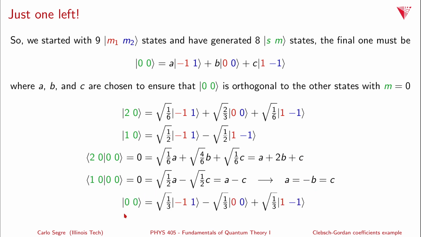So we can write that the |0, 0⟩ state is equal to square root of 1/3 times |1, -1⟩ minus square root of 1/3 times |0, 0⟩ plus square root of 1/3 times |-1, 1⟩. Now, why do I have 1/3? Because the probabilities have to add up to 1, and they're all equal in magnitude. And so that means 1 over the square root of 3 is the proper coefficient to make sure that 1/3 plus 1/3 plus 1/3 adds up to 1.